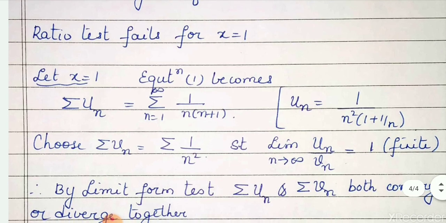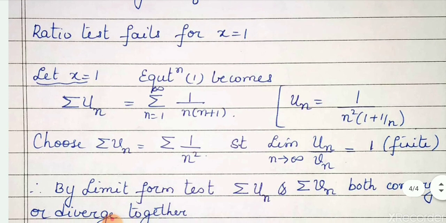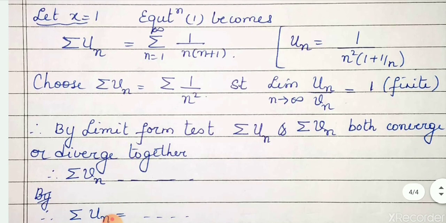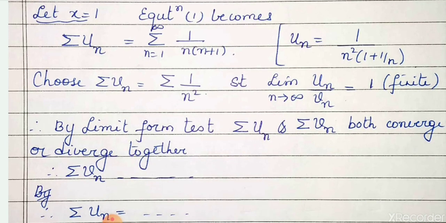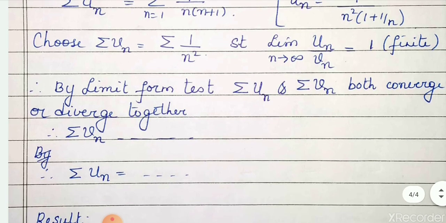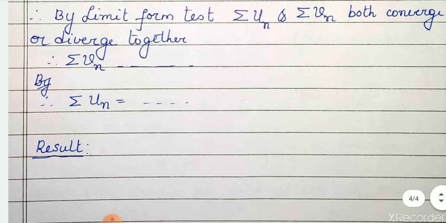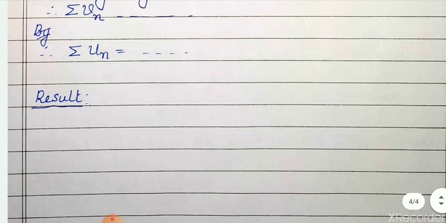So for x equal to 1, you have to rewrite sigma un. Then you have to go for the simple test, that is the comparison test. Conclude the same way. I have kept this example incomplete. It is just like the previous example. Complete it on your own and write down the result.